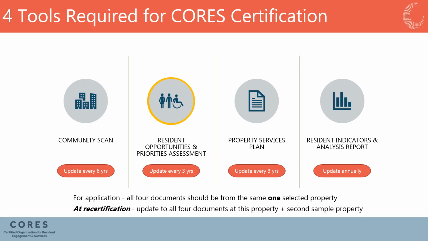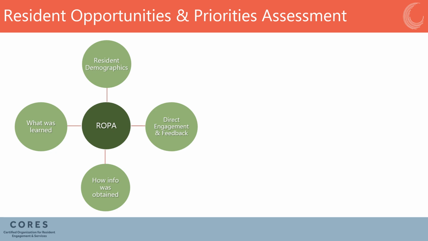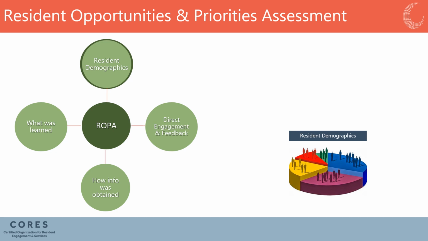The Resident Opportunities and Priorities Assessment should help you to understand your residents' backgrounds and identify resident priorities. It should be updated at least once every 3 years. We want to see, number 1, that you are collecting and analyzing resident demographic information about everyone at this property, such as race or ethnicity data, income and employment data, and more. Resident demographics help you answer important questions like, am I serving a senior population, school-aged kids, working-aged residents? Does the group of residents include a large immigrant population? And so on. Part 2 is that you are getting direct feedback from your residents.